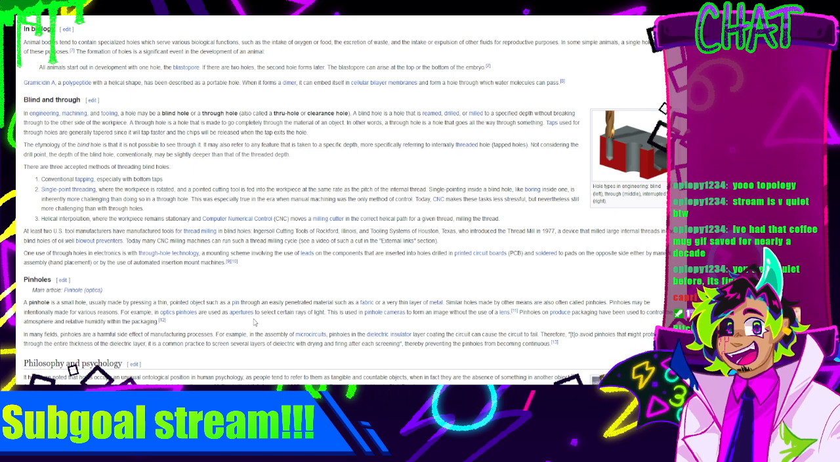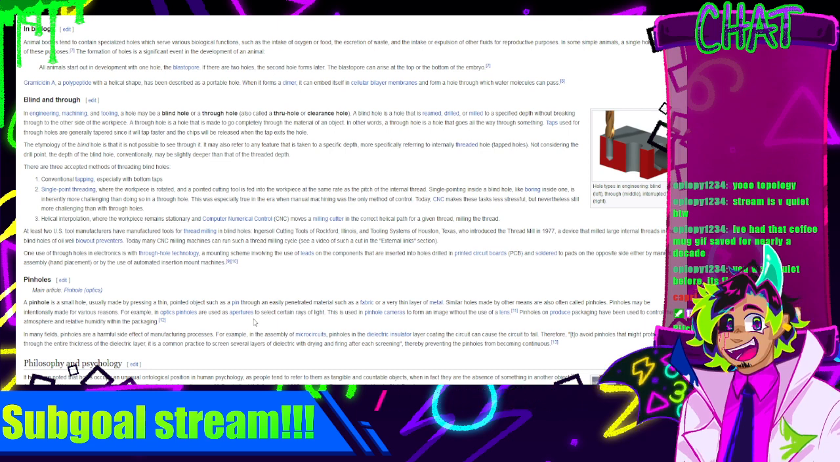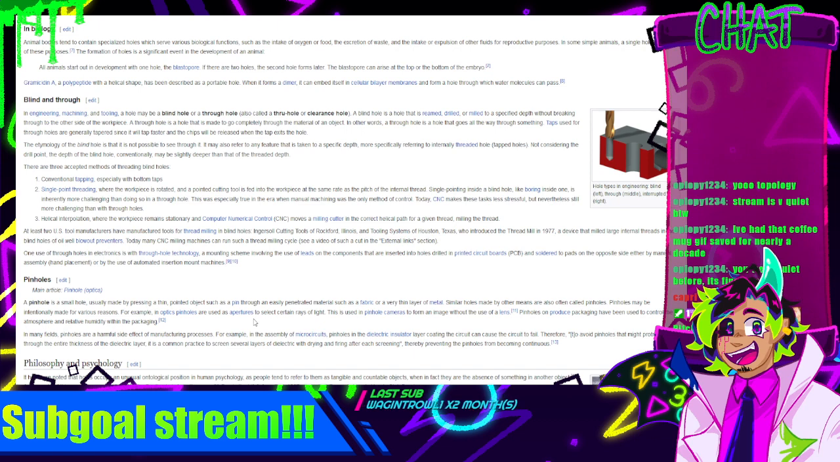There are three accepted methods of threading blind holes. 1. Conventional tapping, especially with bottom taps. 2. Single point threading, where the workpiece is rotated and a pointed cutting tool is fed into the workpiece at the same rate as the pitch of the internal thread. Single pointing inside a blind hole, like boring the inside, is inherently more challenging than doing so in a through hole. This was especially true in the era when manual machining was the only method of control.